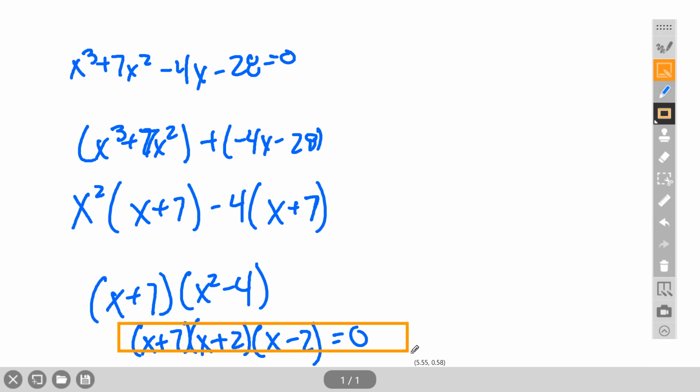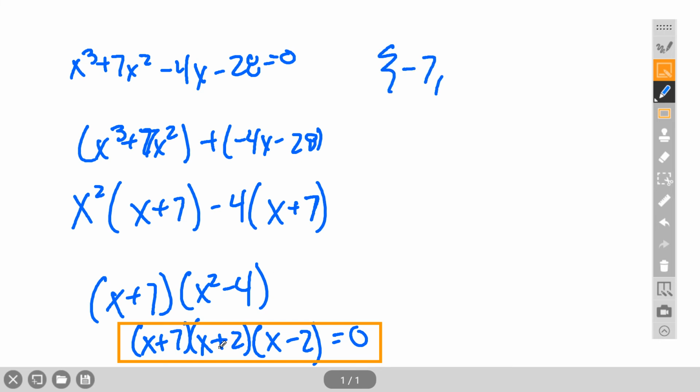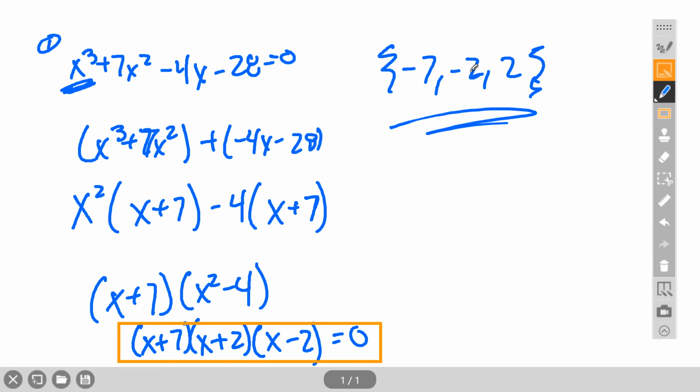We can use this to find our solutions by setting each one of these factors equal to 0, or finding out the value of x that would make each of these 0. So to make x plus 7 0, x would have to be negative 7. To make x plus 2 0, x would have to be negative 2. And to make x minus 2 0, x would have to be positive 2. So our three solutions, because it's a degree 3, are negative 7, negative 2, and positive 2.